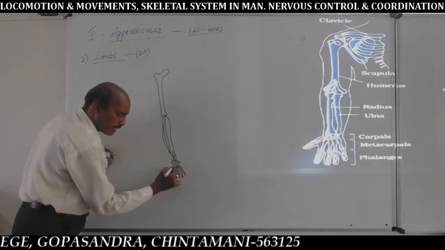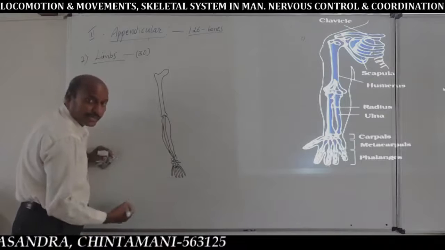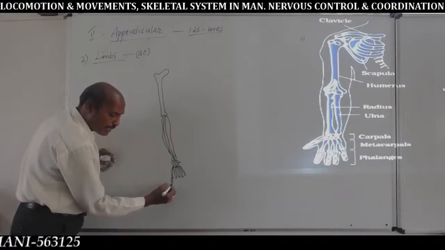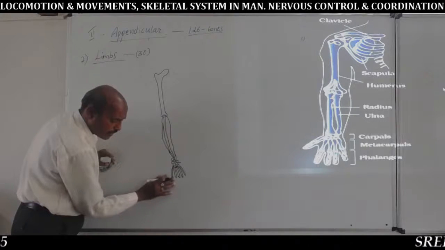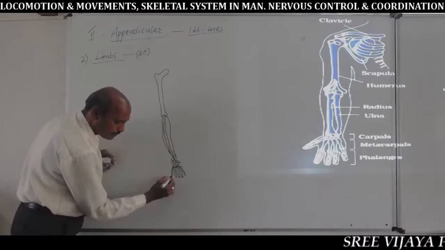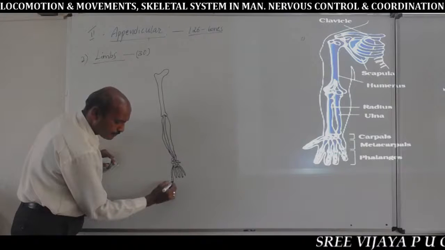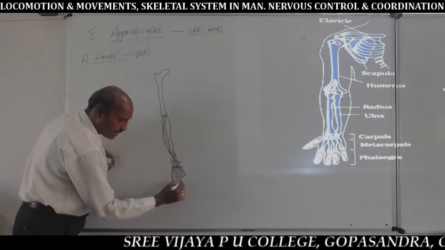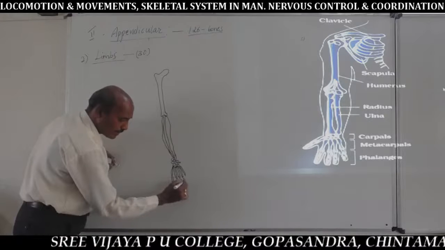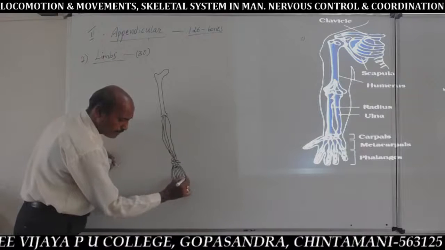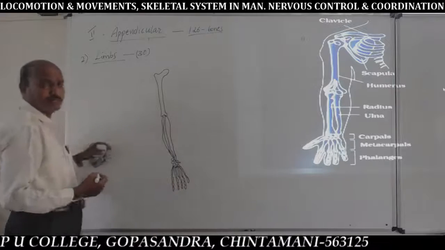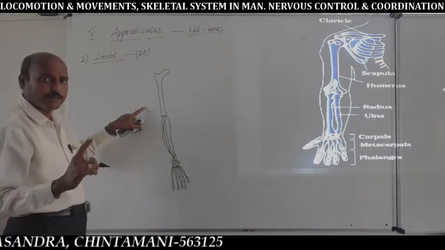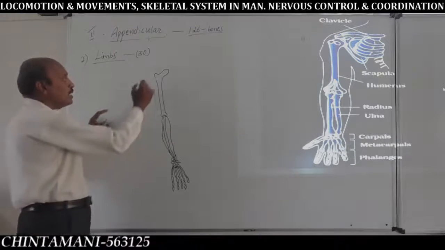The carpals are connected to 5 metacarpals, and the 5 metacarpals are connected to the phalanges. The total number of phalanges present in the digits, nothing but the fingers, is 14. Listen here, these are the bones of one of the forelimbs, either the right forelimb or the left forelimb.